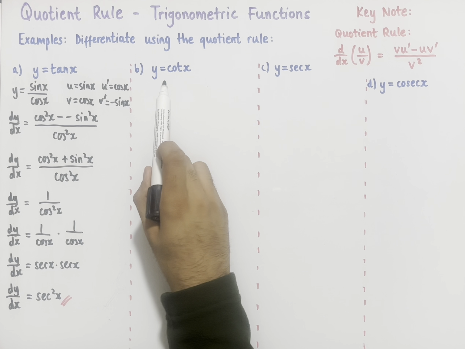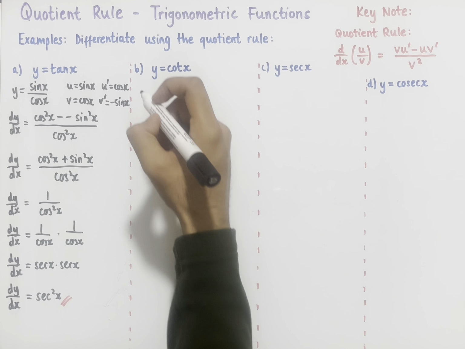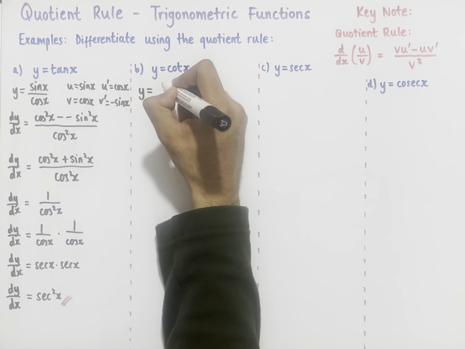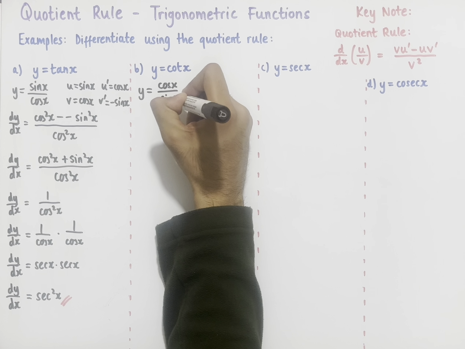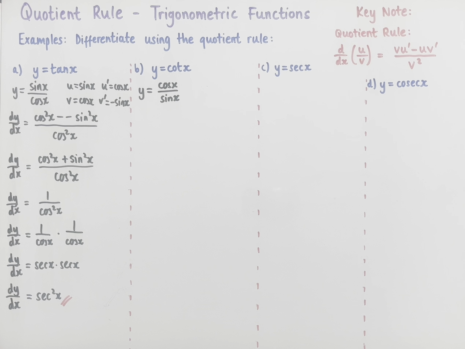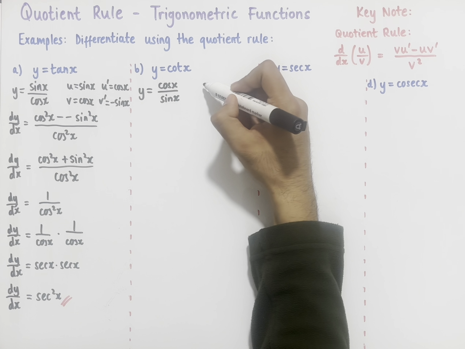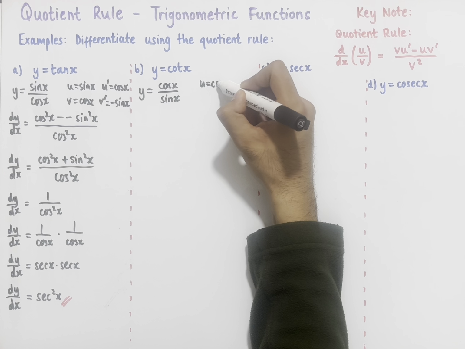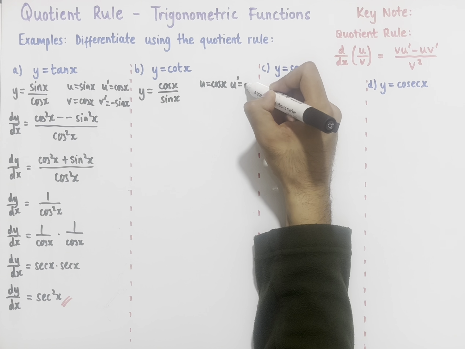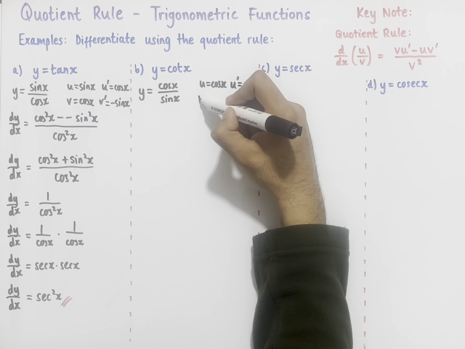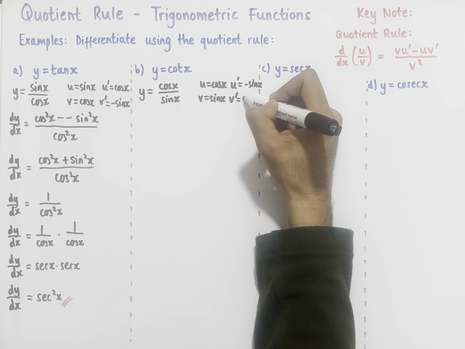For the second example, we have y equals cot x, and so we're going to start by writing this as a quotient again. So we can write this as y equals cos x over sine x, using a trigonometric identity for cot x. And so this is now a quotient in the form u over v, and so if we label this, we have u equals cos x, and so u dash is going to equal minus sine x. We have v equals sine x, and so v dash is going to equal cos x.